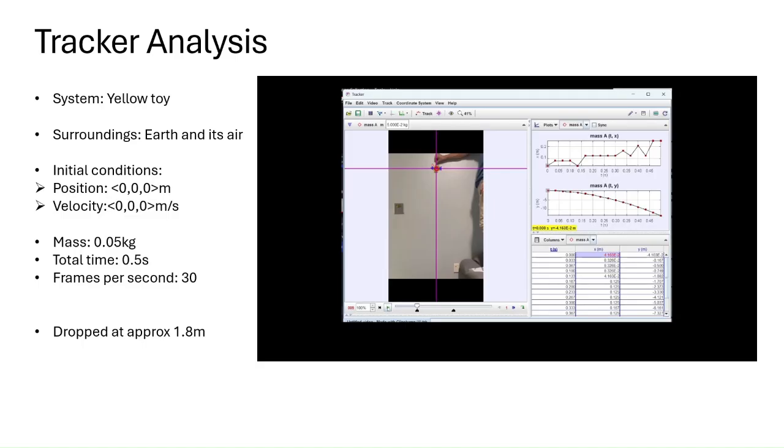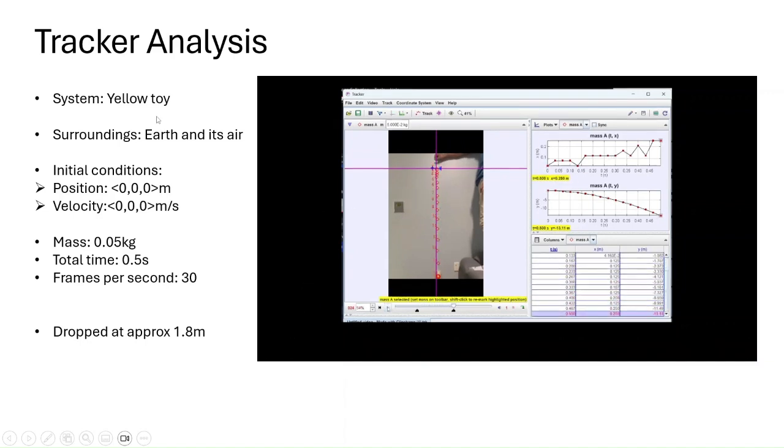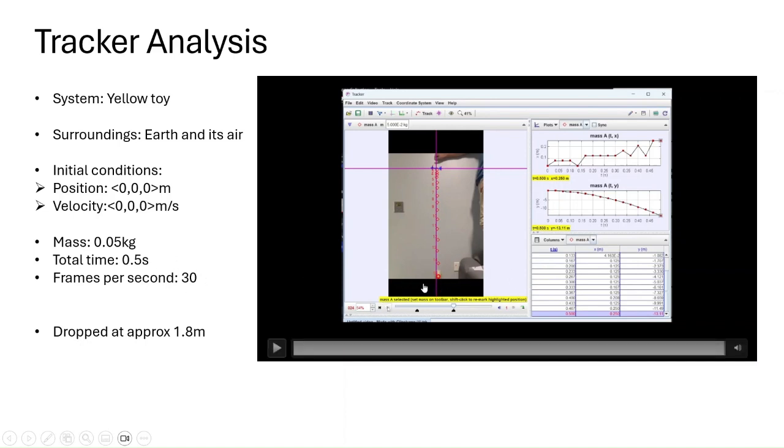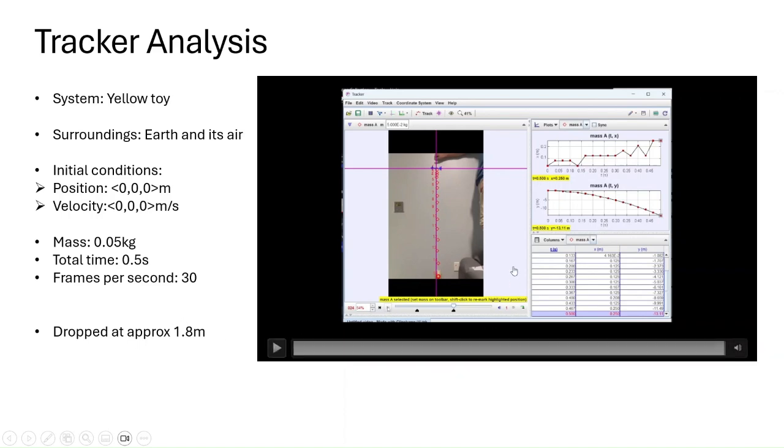So for my tracker analysis, this is the video that the tracker recorded. The system was a yellow toy, and the surroundings were Earth and its air. The initial conditions were position 0, 0, 0 meters, velocity 0, 0, 0 meters per second. The mass was approximately 0.05 kilograms, and the total time was 0.5 seconds. It was at 30 frames per second, which is why I computed this is how the computer computes the change in position, and it was dropped from approximately 1.8 meters.